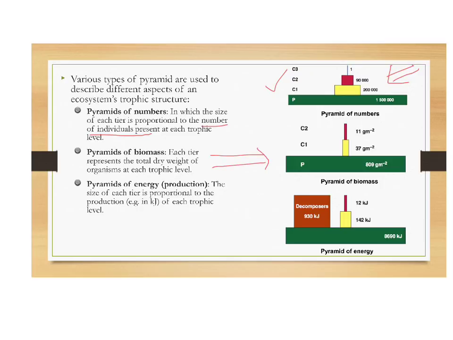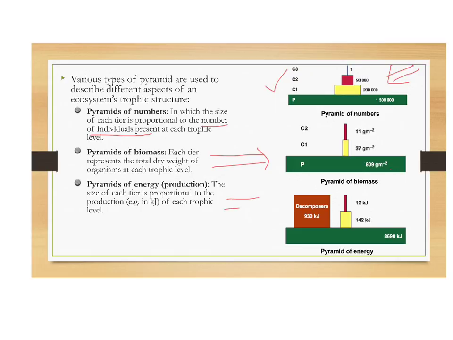Pyramids of biomass, that's this one right over here. Each tier represents the total dry weight of organisms at each trophic level. We are actually doing a dry weight biomass experiment right now with our bean plants. That's why we had to dry them out. In this one, we've got 809 grams per meter squared at the producer level, 37 grams per meter squared at the primary consumer level, and 11 grams per meter squared at the secondary consumer level. So this is just measuring the total dry weight of organisms at each trophic level.